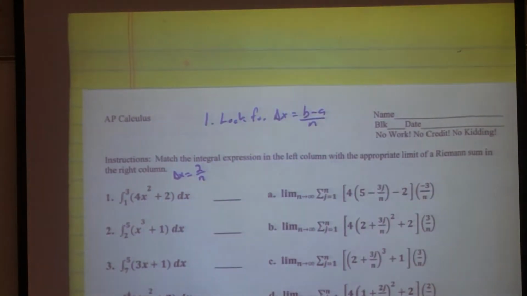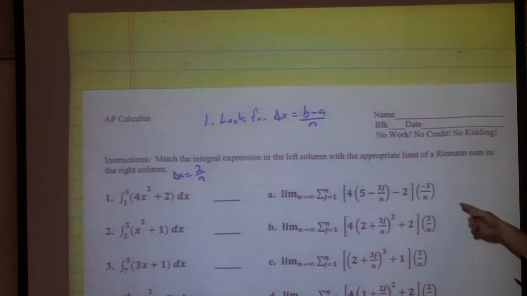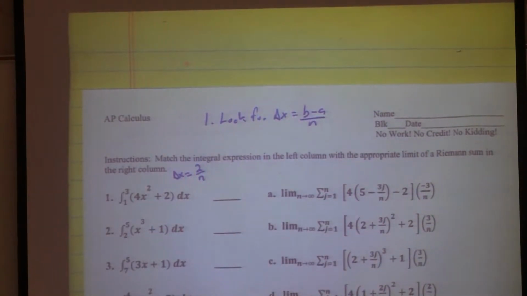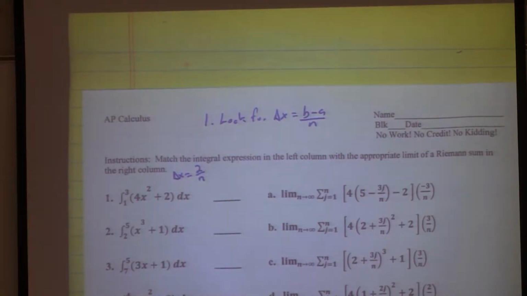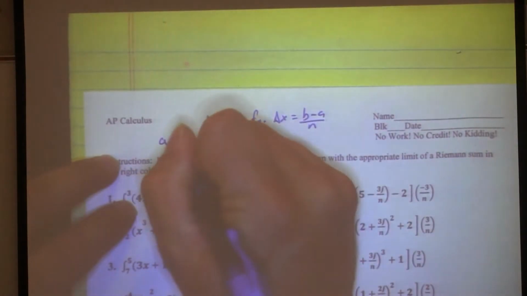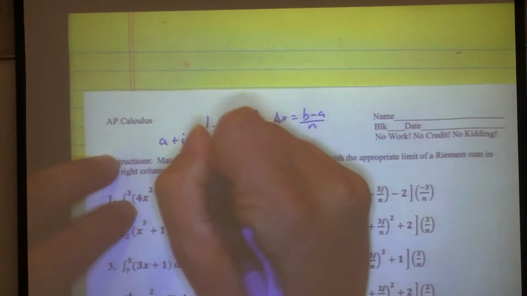So I know that when I'm looking for my answer choice, it better have a 2 over n right there. Like this one has a 2 over n, but there's probably another one that has 2 over n, so that might not be the answer, right? So we gotta look for something else. The second thing you gotta look for is that a plus i delta x.